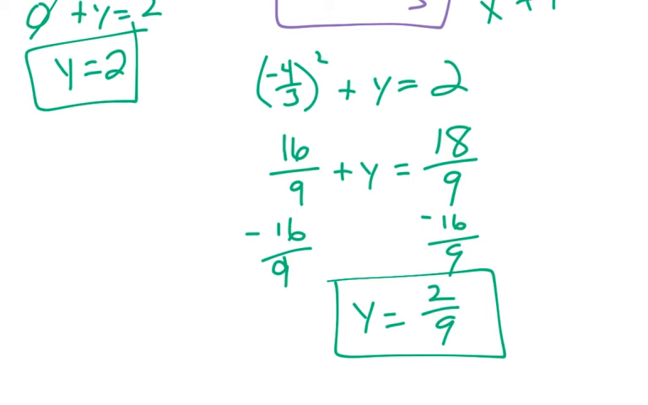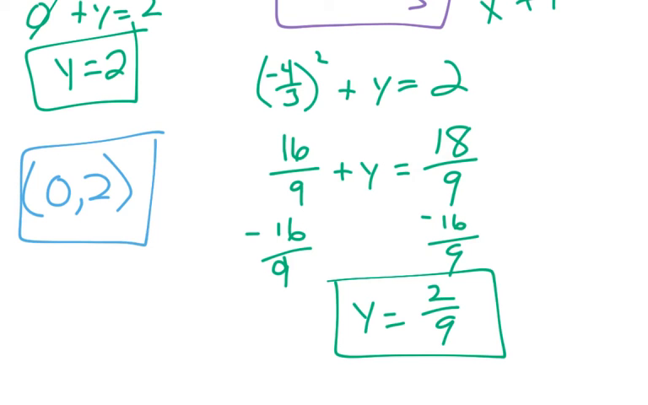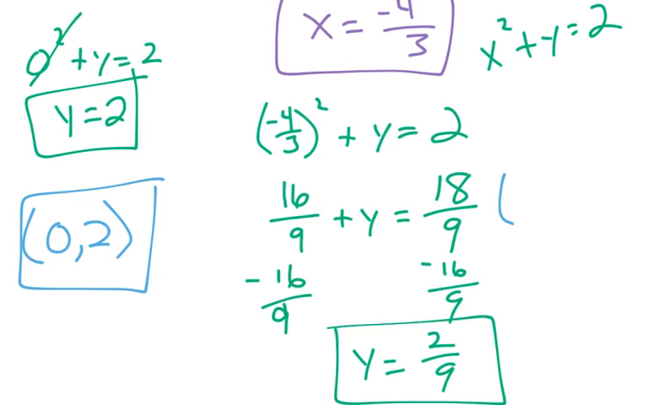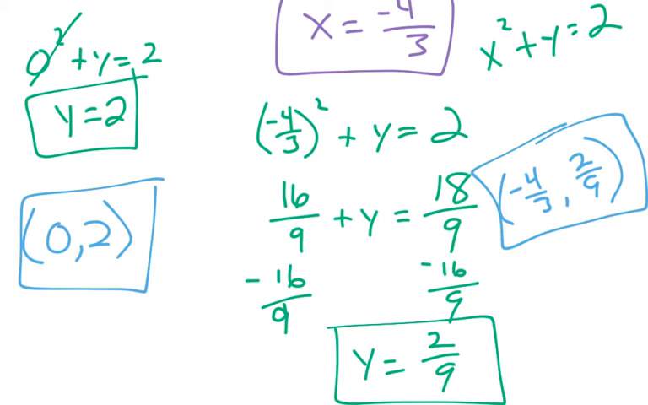So let's summarize here. Our one ordered pair was 0, 2. That's what the first part told us. Second ordered pair, negative 4/3, comma 2/9. That would be our second ordered pair.